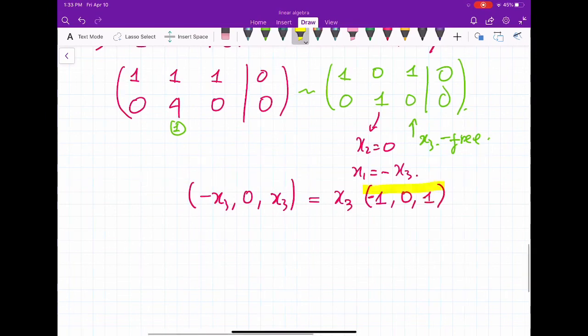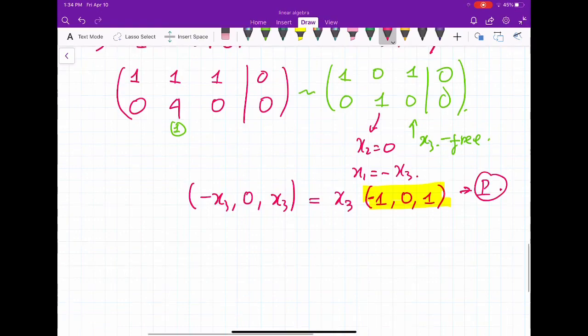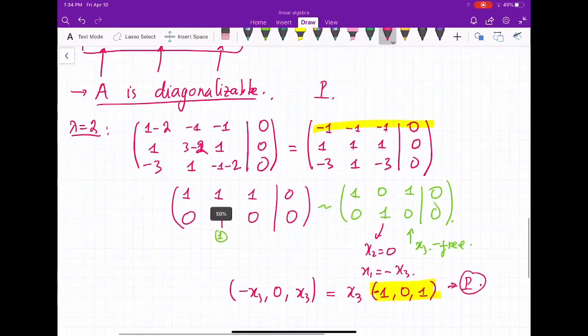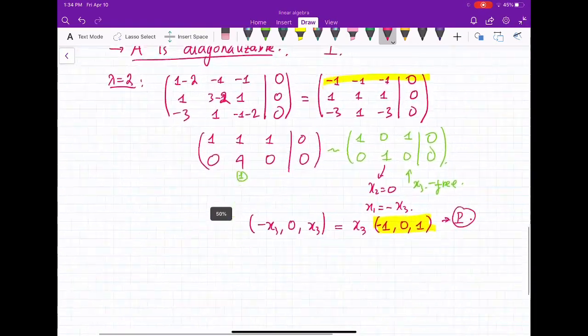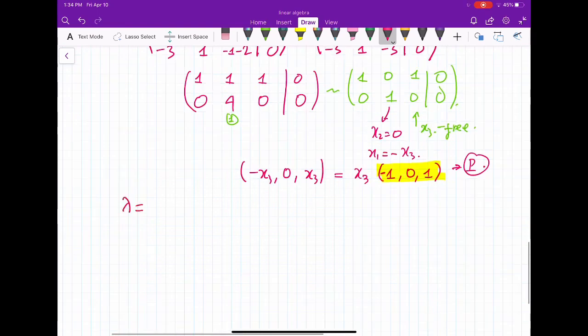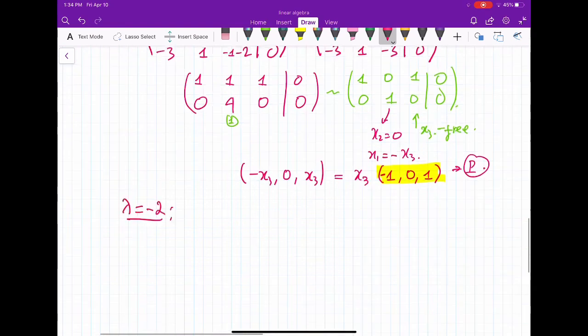So you already have the first column of the matrix P. Now let's move to the next eigenvalues, which are negative 2 and 3, right? Let's say lambda equal to negative 2. So I have the following matrix.